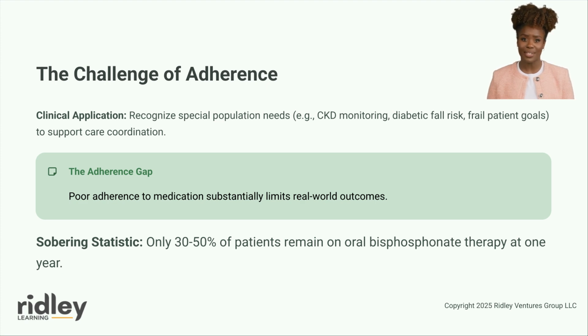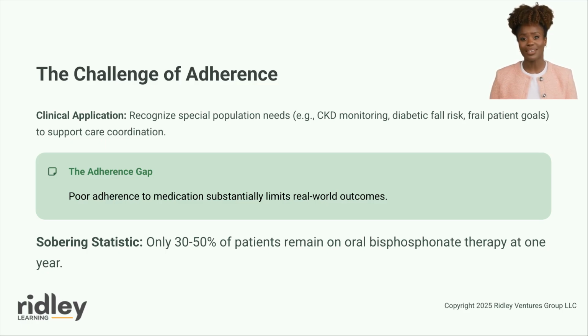Now, let's discuss adherence, multidisciplinary care, and fracture liaison services. These elements represent critical determinants of osteoporosis treatment success, yet both remain substantial challenges in clinical practice. Despite the availability of effective pharmacologic agents that significantly reduce fracture risk, poor adherence substantially limits real-world outcomes. Studies demonstrate that only 30 to 50% of patients remain on oral bisphosphonate therapy at 1 year.